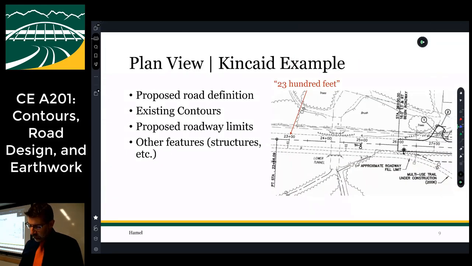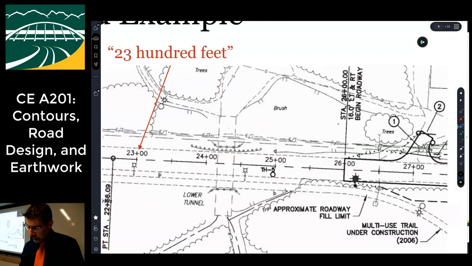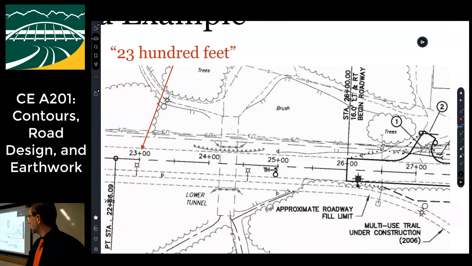Okay, so here's a couple more examples. This is the Kincaid job. You'll notice that it gets really messy really quick, especially if you don't have any colors. But here's kind of an example of what it looks like. You'll notice that they began the project at station 2600, right? So the stationing doesn't have to start at the beginning of the project. In this case, it probably started at some defined point, I think it was actually like at the chalet or somewhere.